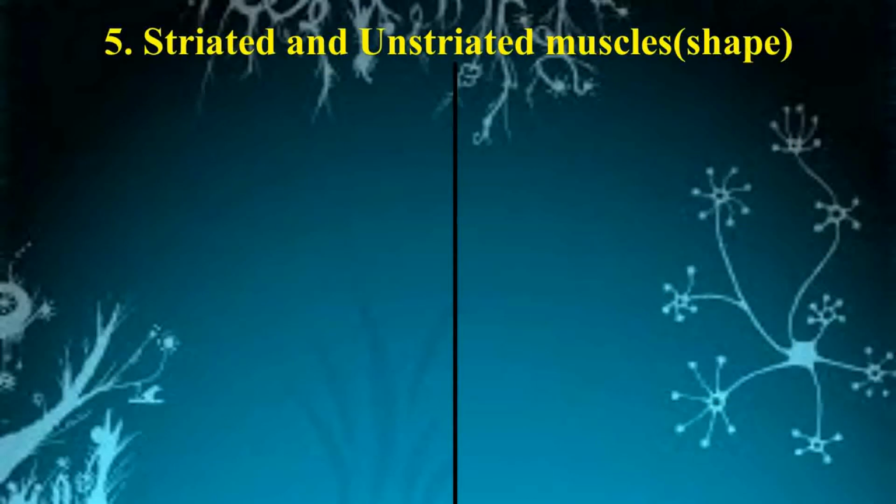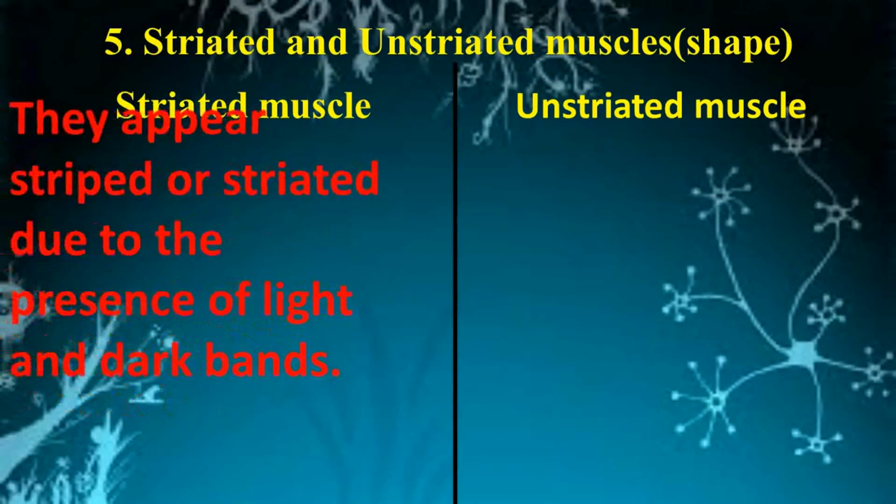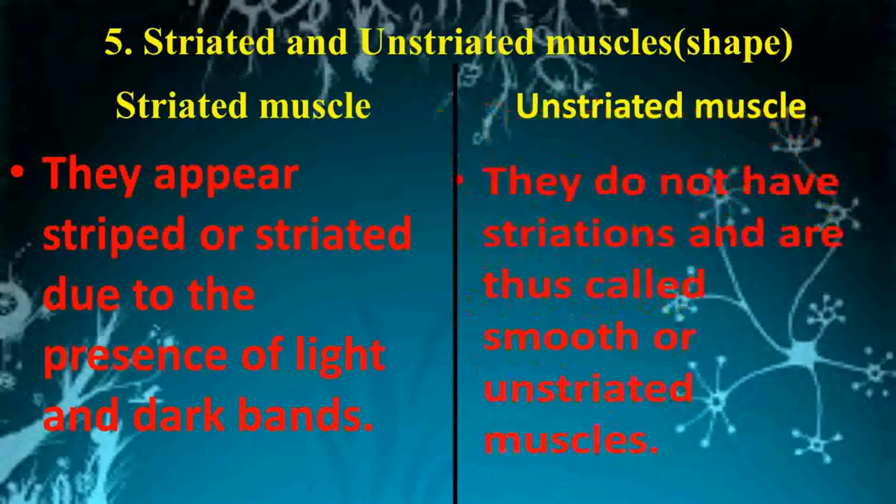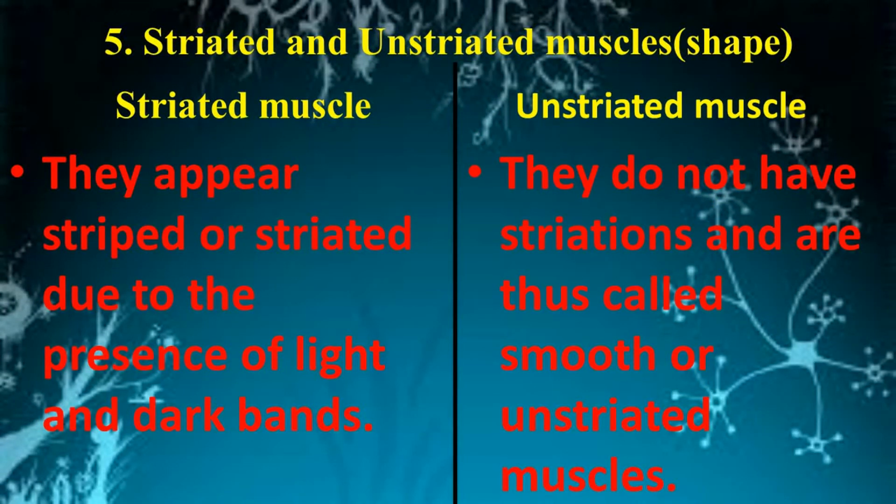Next question. Striated and unstriated muscles. Shape. Striated muscle: they appear striped or striated due to the presence of light and dark bands. Unstriated muscles: they do not have striations and are thus called smooth or unstriated muscles.